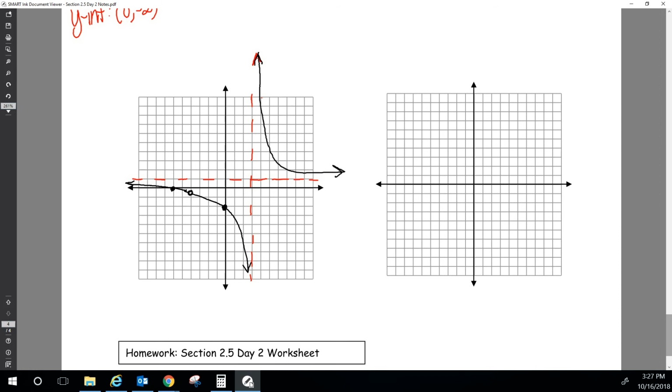Again, it doesn't have to be precise as long as you can show me where your hole is. I'm going to be looking for your hole. I'm going to be looking for your asymptotes and making sure your graphs are in the right pieces.